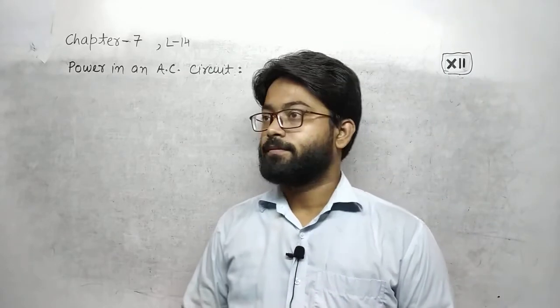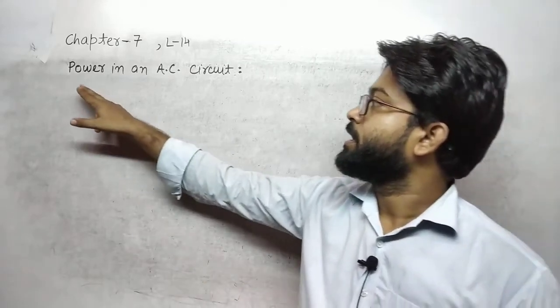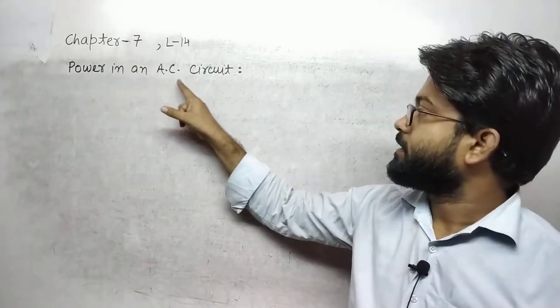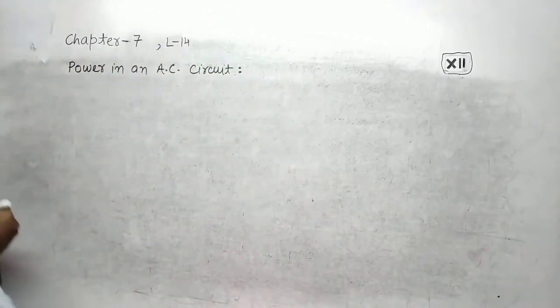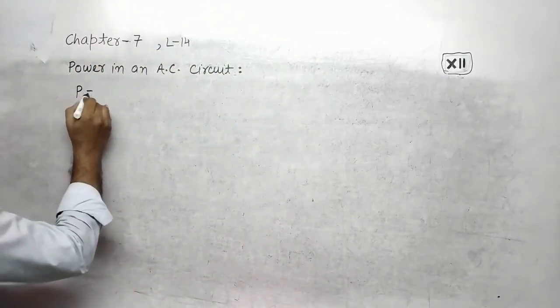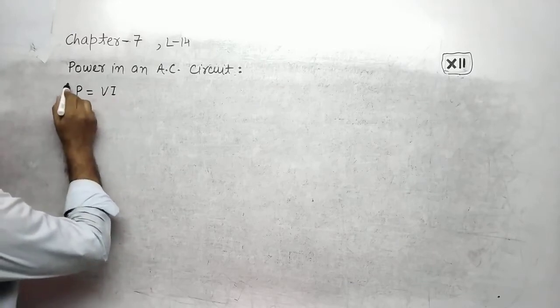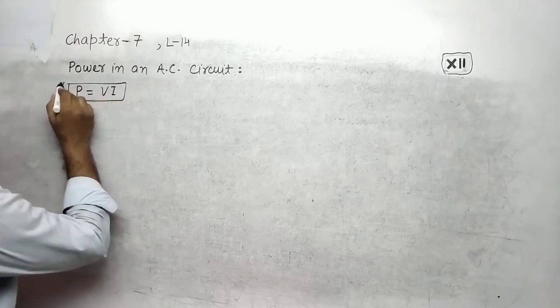Hello students, now we are going to discuss power in an AC circuit. We know the formula of power, P equals VI, from chapter number 3.